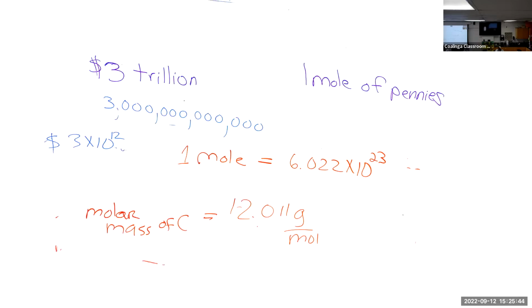Okay, now if we go with 6.022 times 10 to the 23rd pennies, we know 100 pennies is going to equal $1. So we divide this by 100, so that's 6.022 times 10 to the 21st power dollars, right? Which one is more? The pennies.